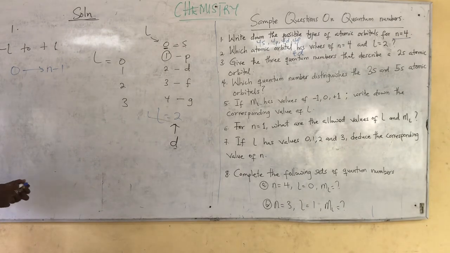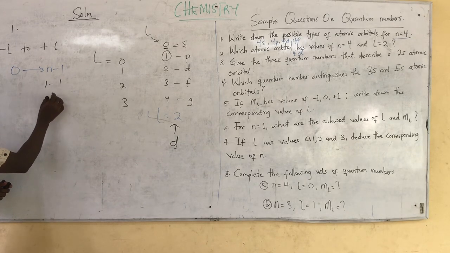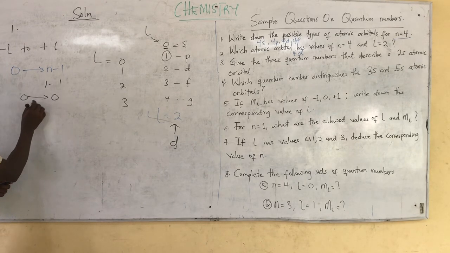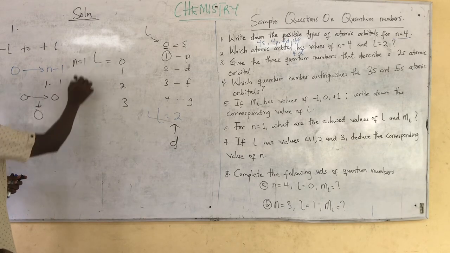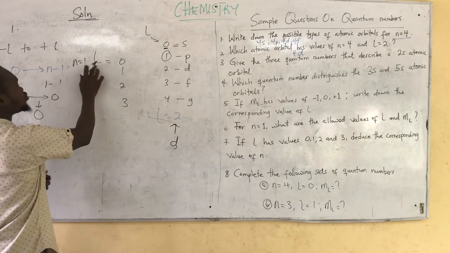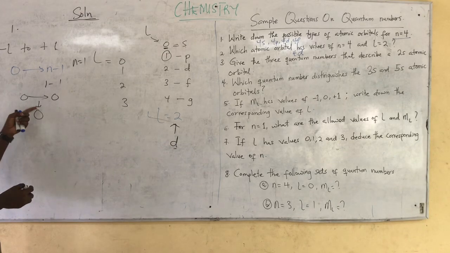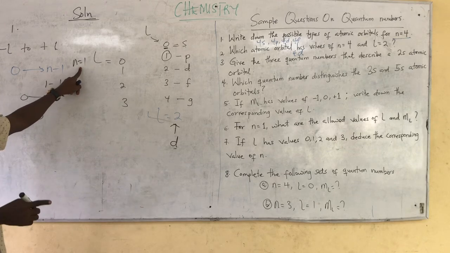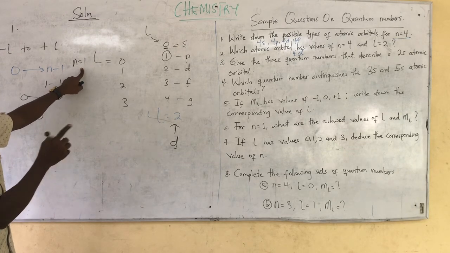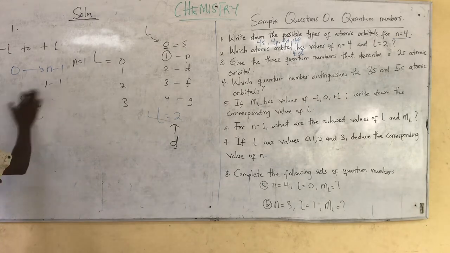So let's assume that n is 1. If n is 1, 1 minus 1 is what? 0. So we have 0 to 0, that is still what? 0. Is that okay? So if n is equal to 1, that is where we get the L value to be what? 0. Is that okay? And that is the only orbital present in n is equal to 1. So for the first one, the L value is 0, the n value becomes what? 1.